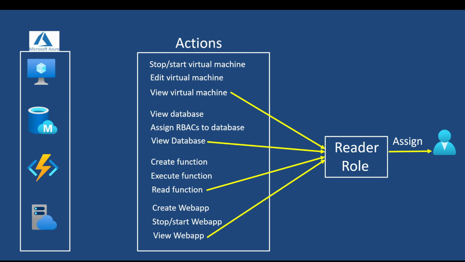In this example, if you want your user to have read-only access to the various resources, you can create a reader role with a certain set of permissions such as view virtual machine, view database, read function, and view web app. All of these permissions are collectively known as a role that you can assign directly to a user or a group of users.